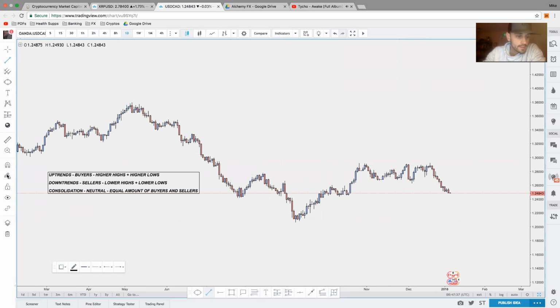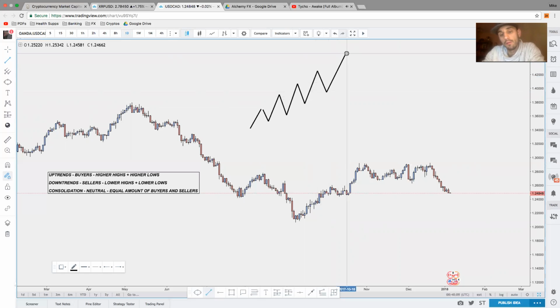what an uptrend is, it's the buyer's market. So it's when the market's making higher highs and higher lows. So the market comes up, comes down, creates a higher high, creates a higher low, higher high, higher low, higher high, higher low, higher high. That's an uptrend.